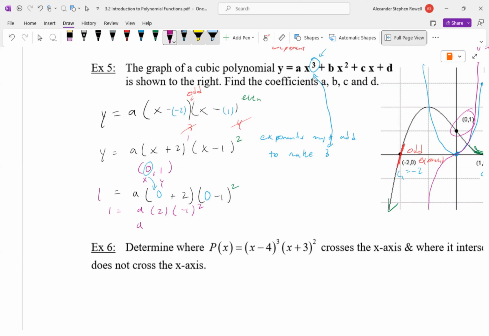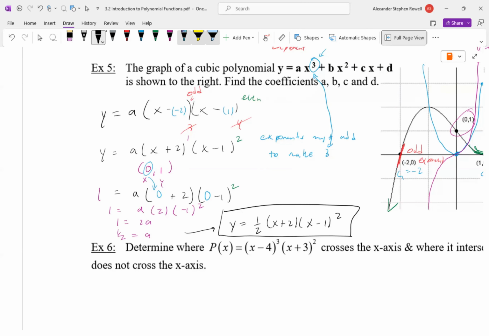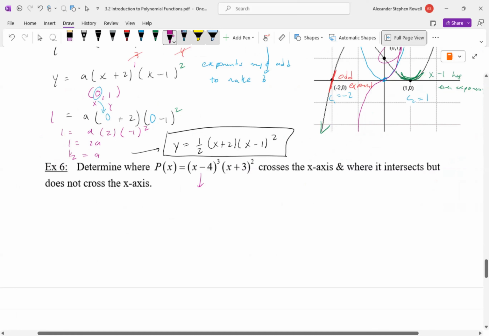So if I solve for A, what do I get? I'll do one more step. 1 is equal to 2A, so I'll divide by 2, and I get 1/2. My function y is equal to 1/2 times (x plus 2) times (x minus 1) squared, my polynomial of degree 3.